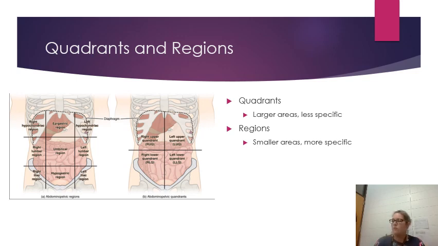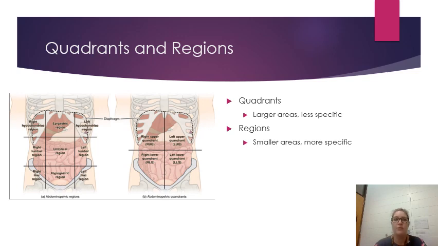There are also quadrants and regions, and these become important when we're embalming and doing cavity treatments. We are going to be draining body fluids from certain areas, quadrants, and regions. Quadrants are larger areas, less specific. Regions are smaller areas, more specific. So here are your quadrants. The abdominopelvic cavity is sectioned into the right upper quadrant, left upper quadrant, right lower quadrant, and left lower quadrant.